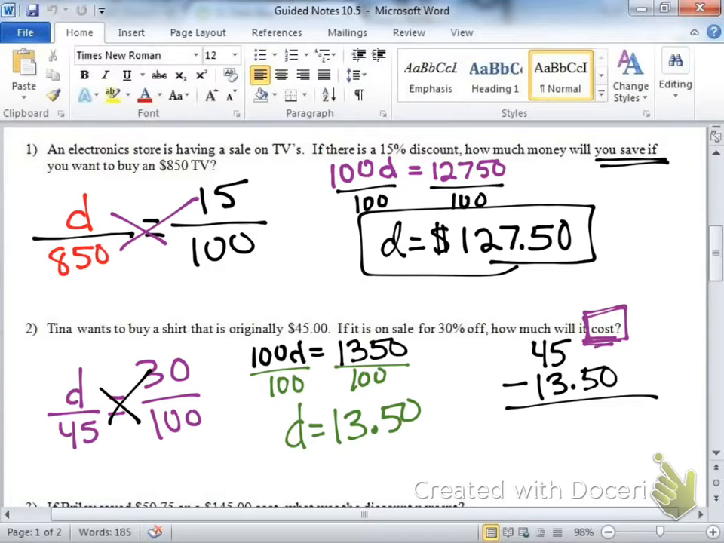$31. $31.50. $31.05? No, $31.50, right? We put a 0 on the end, which makes it 50 cents. Good. All right, raise your hands if you have any questions.